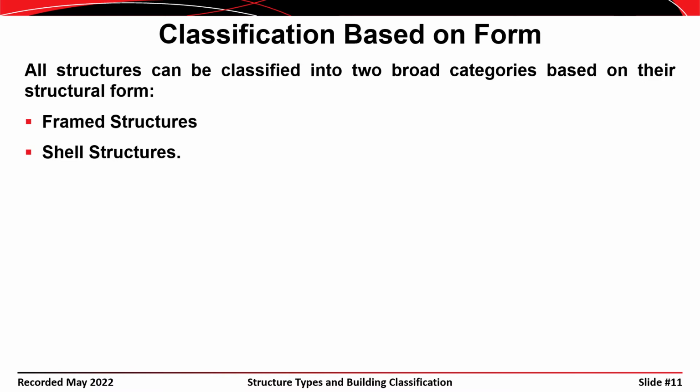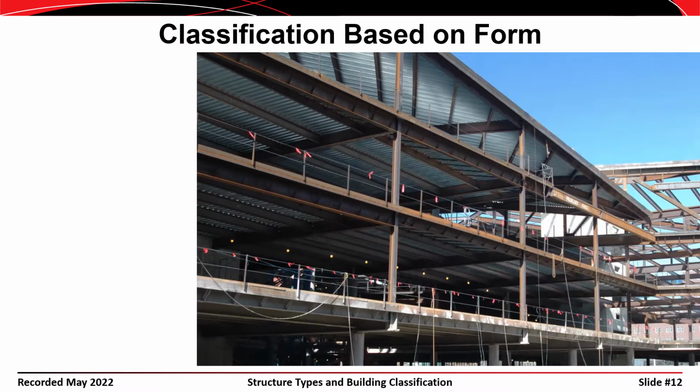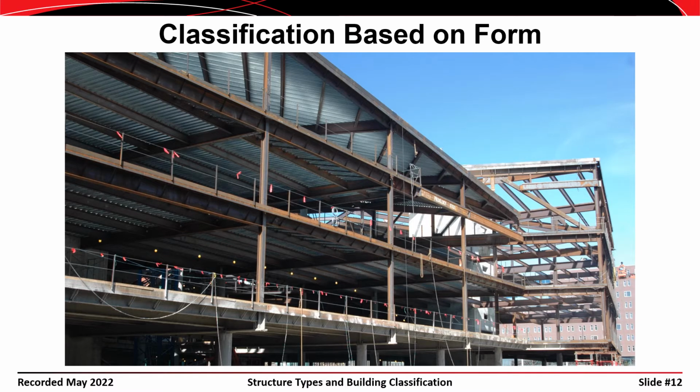Structures can be classified into two broad categories based on their structural form, either a framed structure or a shell-type structure. Frame structures include conventional structures that are characterized by assemblies of elongated members such as beams, girders, columns, trusses, rigid frames, or three-dimensional frame structures. This is a picture of the new CBA building out in front of the ERC on campus.